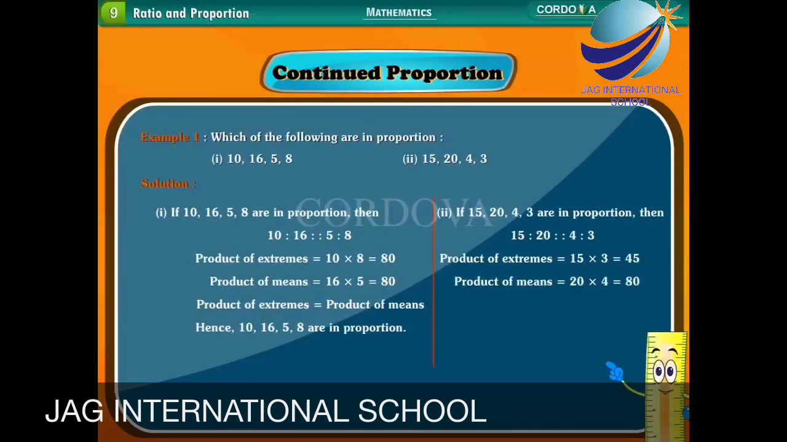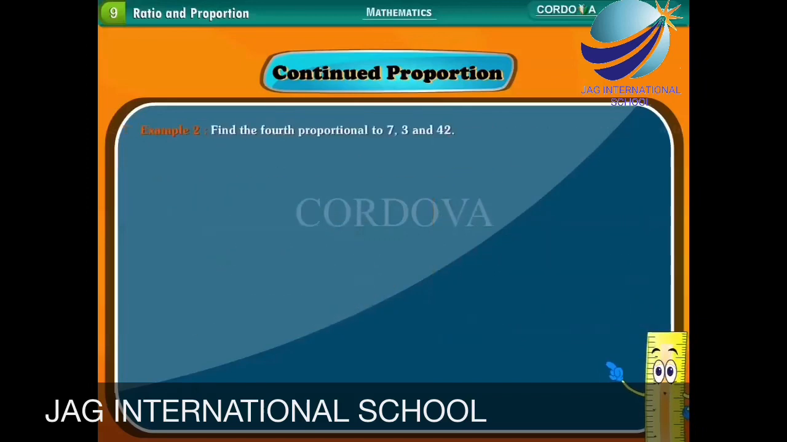Product of means is equal to 20 into 4, which is equal to 80. Product of extremes not equal to product of means. Hence, 15, 20, 4, 3 are not in proportion. Example 2. Find the fourth proportional to 7, 3 and 42. Solution. Let the fourth proportional to 7, 3 and 42 be x.